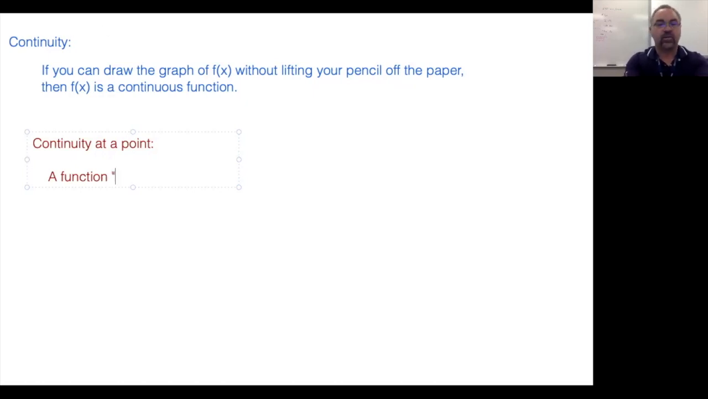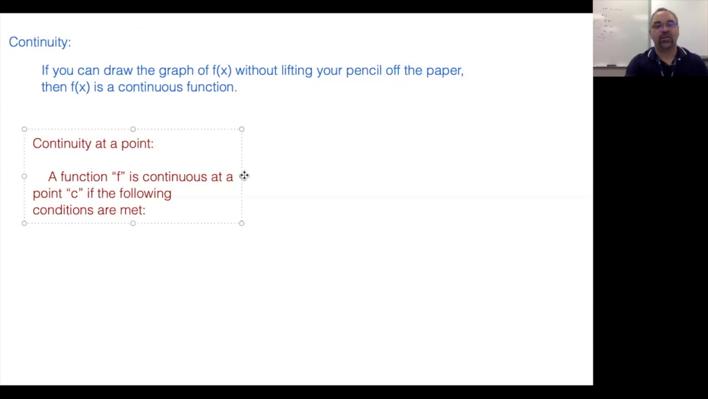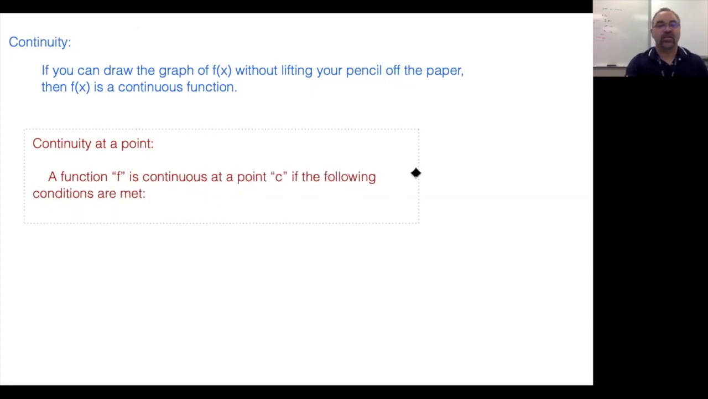Our function f is continuous at a point, we're going to call it c, if the following conditions are met. The definition of continuity starts off with defining this function as continuous at a single point, and then we'll take a look at how we get further into it, like continuous on an interval.